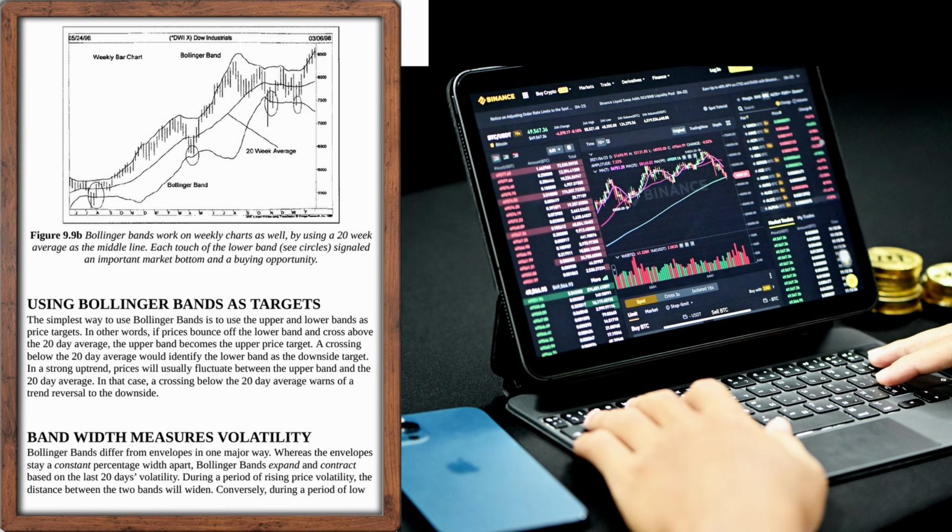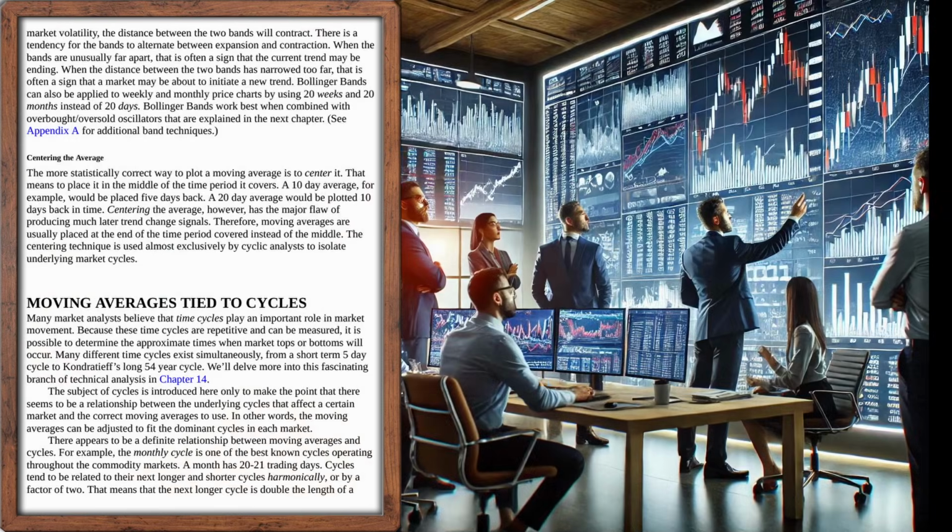During a period of rising price volatility, the distance between the 2 bands will widen. Conversely, during a period of low market volatility, the distance between the 2 bands will contract. There is a tendency for the bands to alternate between expansion and contraction. When the bands are unusually far apart, that is often a sign that the current trend may be ending. When the distance between the 2 bands has narrowed too far, that is often a sign that a market may be about to initiate a new trend.